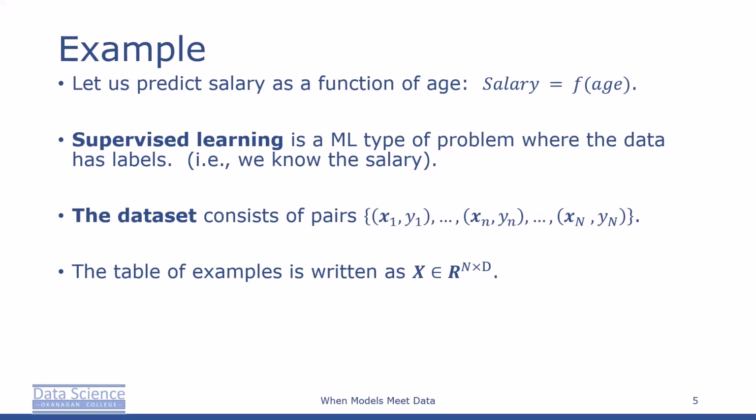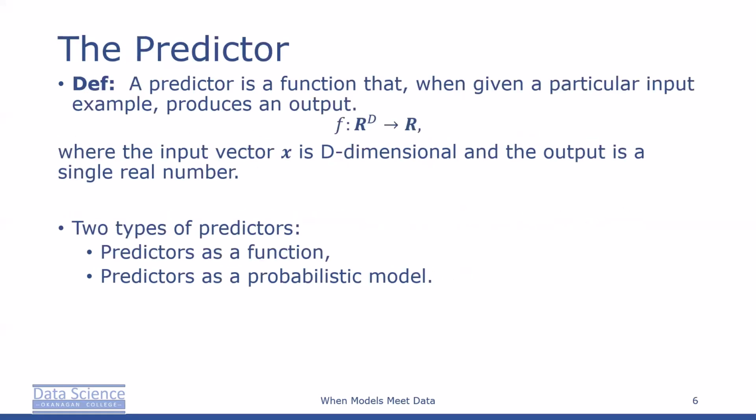We want to use the concepts that we've talked about in previous videos to formalize machine learning problems such as this one. Once we have data in an appropriate vector representation, we can get to the business of constructing a predictive function known as a predictor. Talk about two major approaches here: the predictor as a function and the predictor as a probabilistic model.